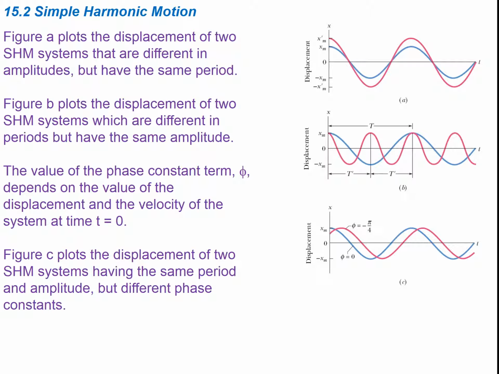All right, so figure C plots the displacement of two simple harmonic systems having the same period but different phase constants. So you can see, if we're talking about a cosine function, this is going to be exactly on phase because it starts here at 1. However, this max amplitude is slightly displaced, so you're going to have a phase constant, in this case phi is equal to negative pi over 4.